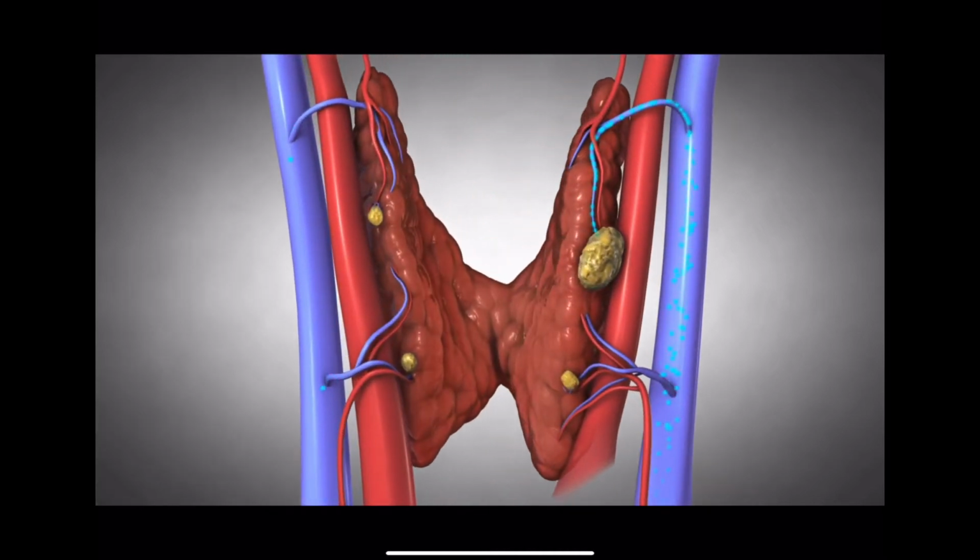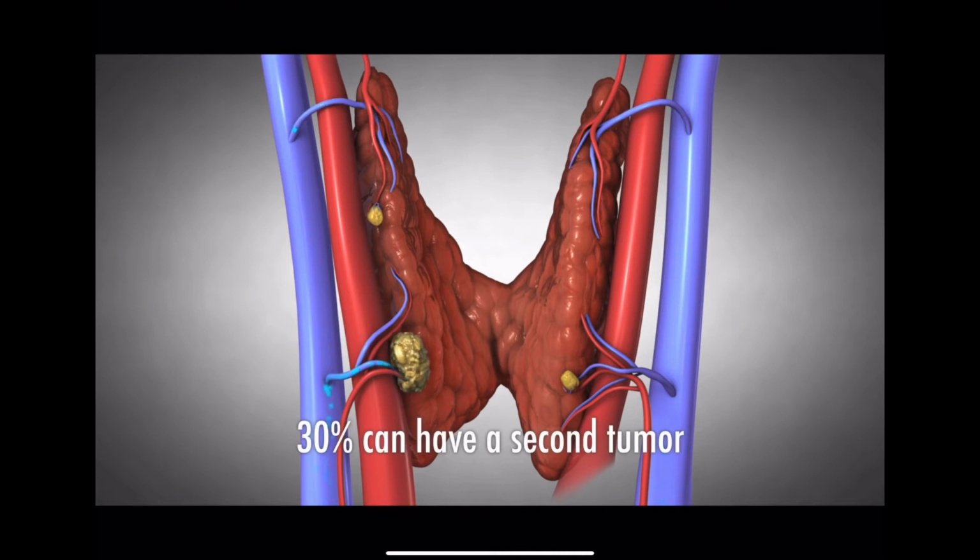In the hands of an expert, parathyroid surgery is a straightforward outpatient procedure that can often be completed in less than 20 minutes. Since as many as 30% of patients with hyperparathyroidism will have more than one parathyroid tumor, your surgeon will examine all 4 parathyroid glands to be sure a second tumor has not been left behind. Once all parathyroid tumors have been removed, the disease is cured.